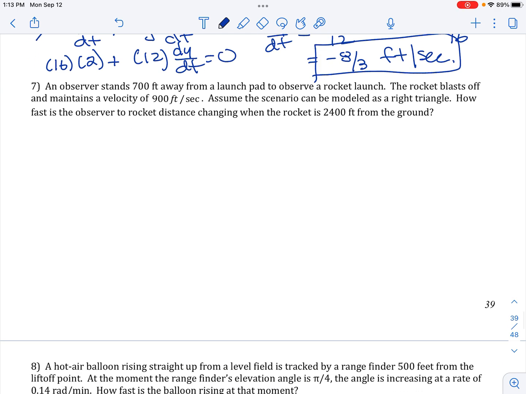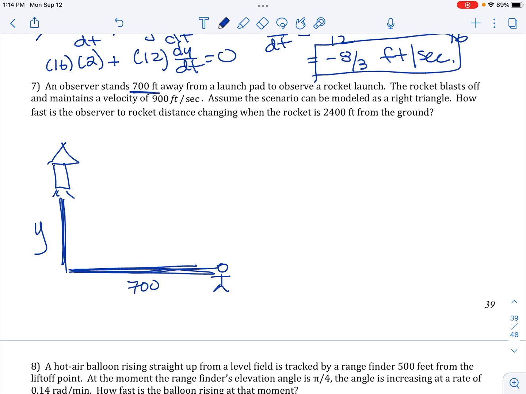Okay, next one. An observer stands 700 feet away from a launch pad to observe a rocket launch. So here's my rocket. It's going straight up, and here's the observer over here. And this distance is changing because the rocket is moving. That's why this distance here is never changing, because it doesn't say the observer is moving. So we can call that a constant, and that constant is 700 feet. So he's standing 700 feet away.